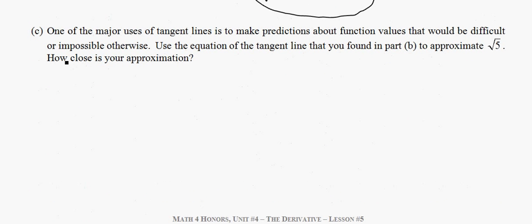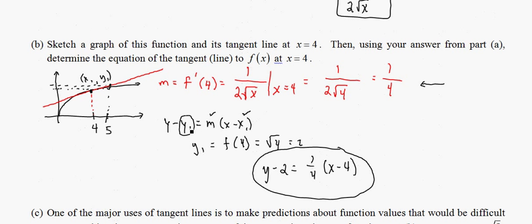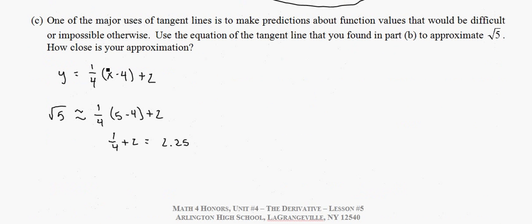So it's a very interesting thing. We could take the equation of that tangent line. Let's put the 2 on the other side. It would be now 1/4 times x minus 4 plus 2. So if we wanted the square root of 5, we could say that that was approximately equal to this function evaluated at 5. Of course, that would just be 1/4 plus 2, which would be 2.25. Again, just visually what we're doing there is we're finding this y value right here by taking the y value off of that line.